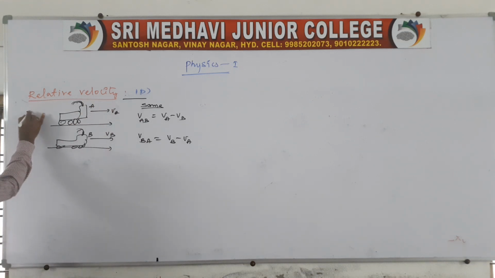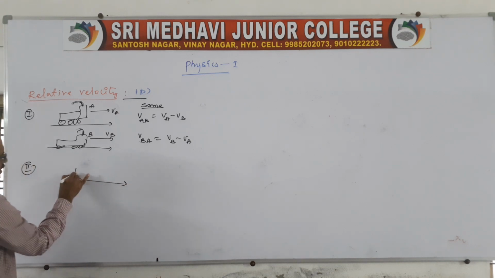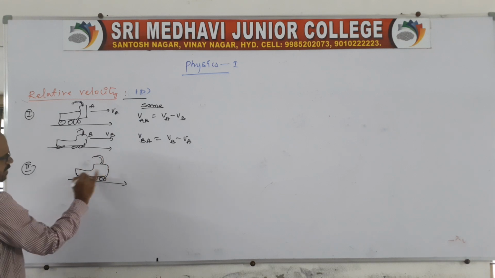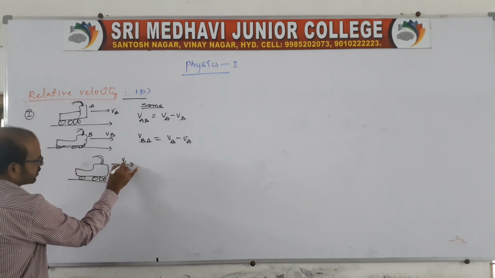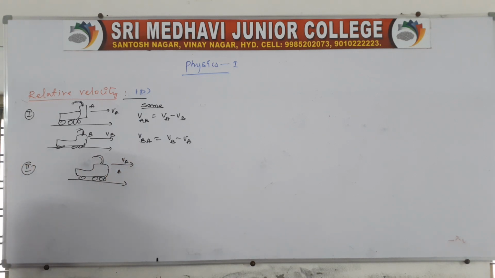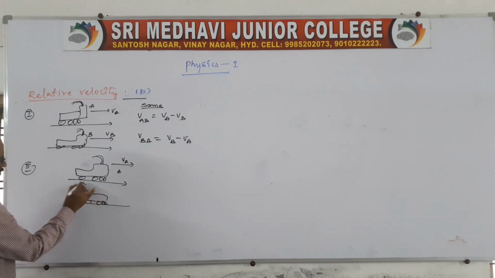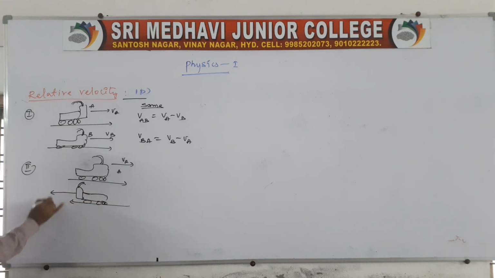That is the first situation. Now let us take a second situation. Again take two trains or two vehicles. The first train is moving with velocity VA, and the second train, or second vehicle, is moving in the opposite direction, with velocity VB. So both are moving opposite to each other.